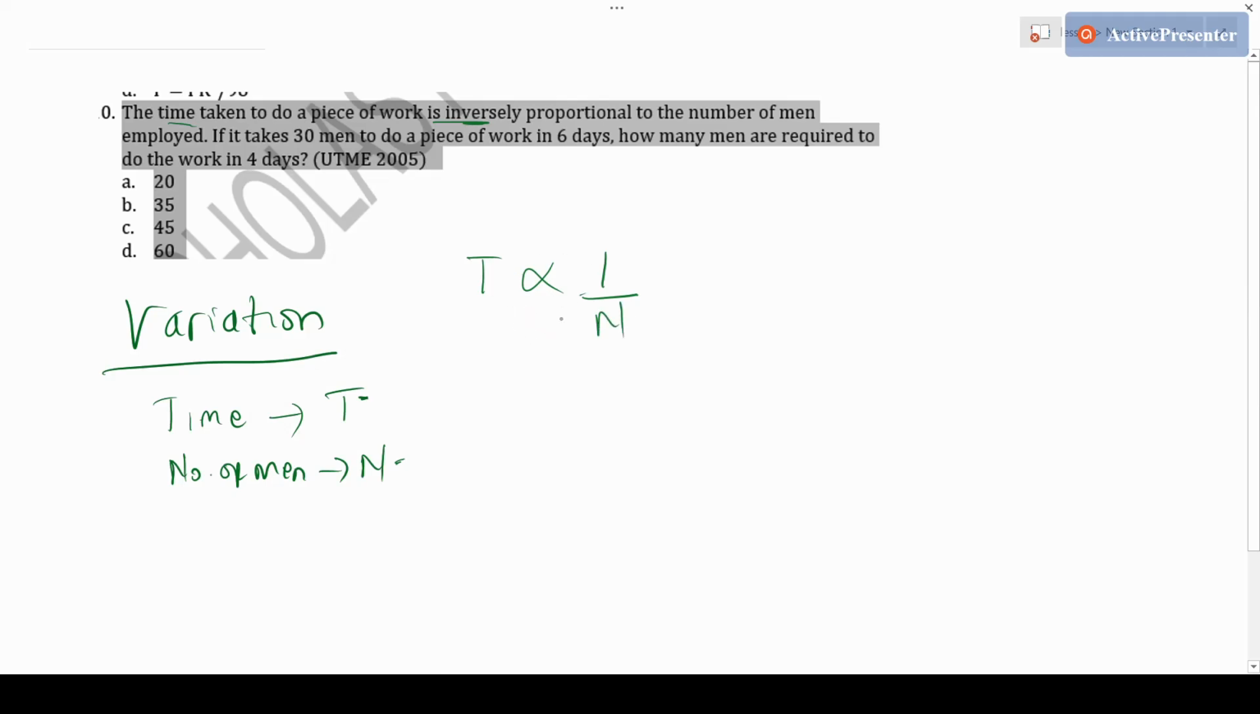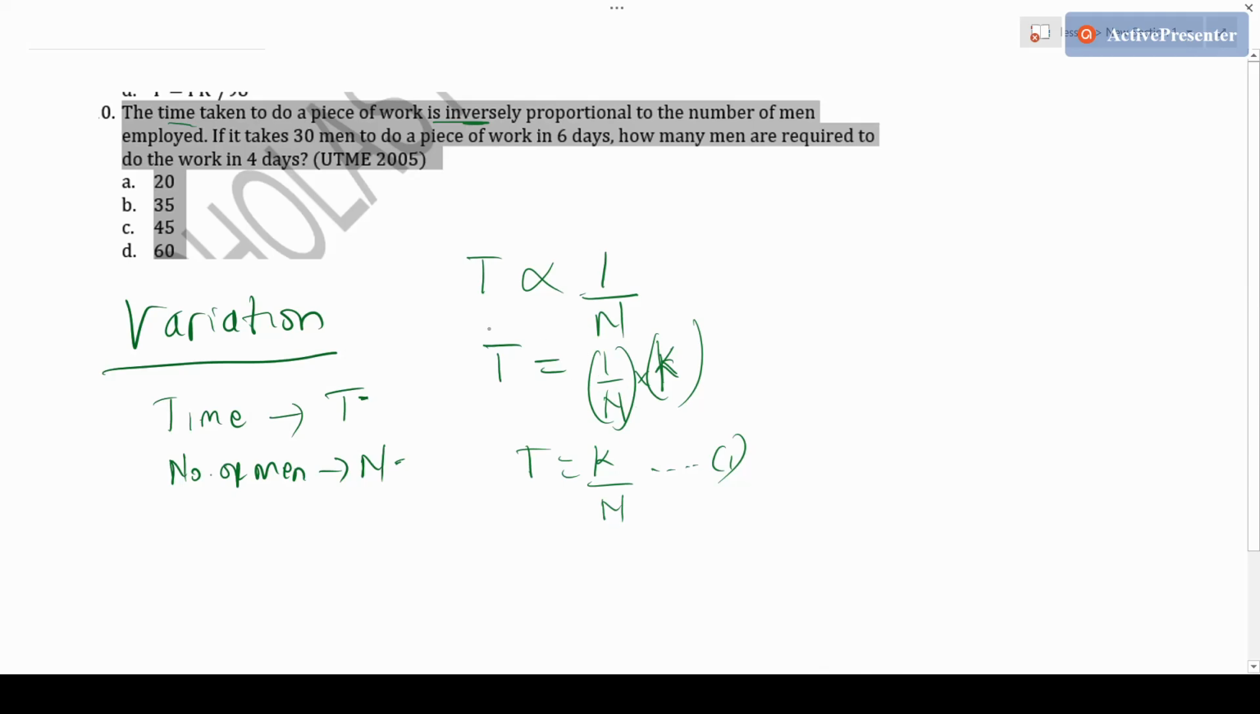Now, since we have this, we can go further by replacing this alpha sign, which is a Greek letter, with equals to. So we have t equals 1 over n multiplied by k. So we have t is equal to k over n. We can say this is our equation 1. So note, anytime we replace this alpha with equals to, there's going to be a k multiplying whatever is on the right hand side.